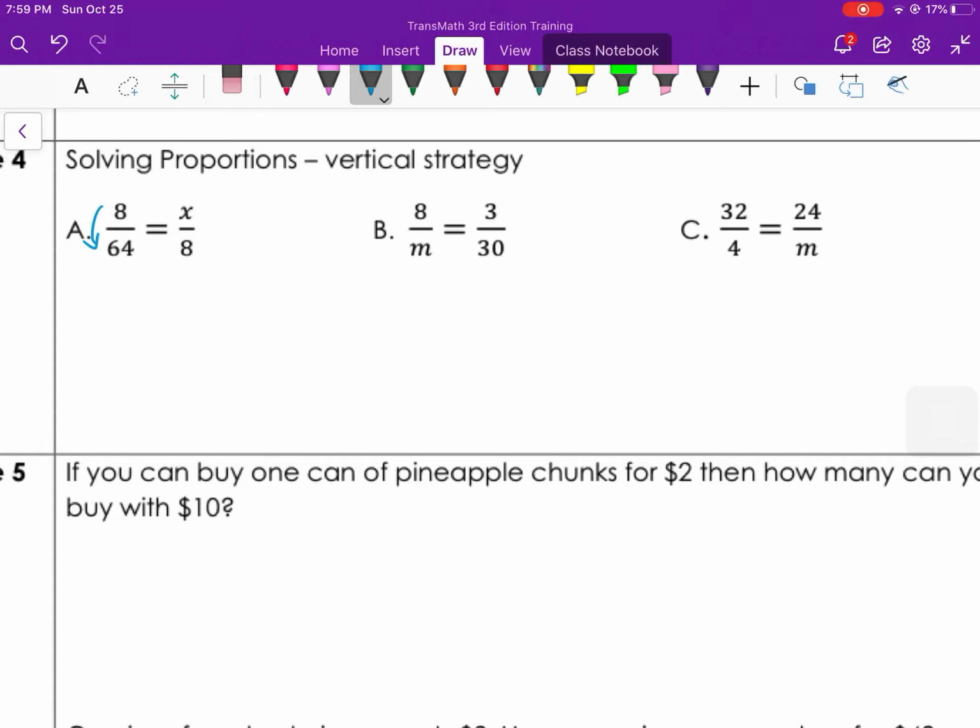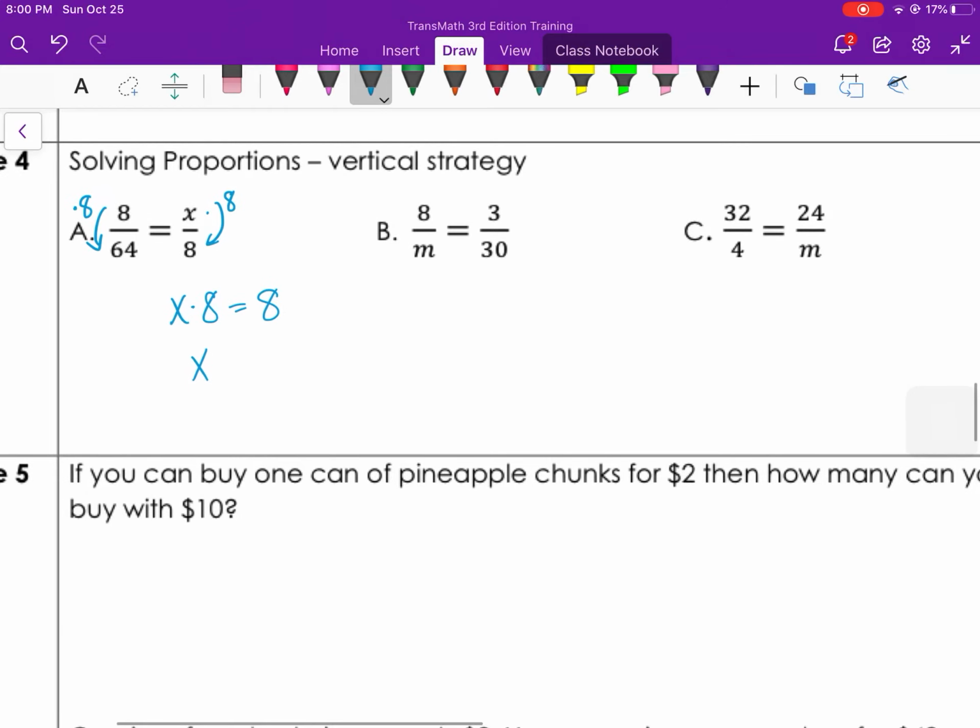So 8 times what is 64? Since 8 times 8 is 64, x times 8 has to equal 8. So x times 8 equals 8, which means that x has to equal 1, because 1 times 8 is 8. Or if you divide by 8 on both sides, you would get x equals 1.